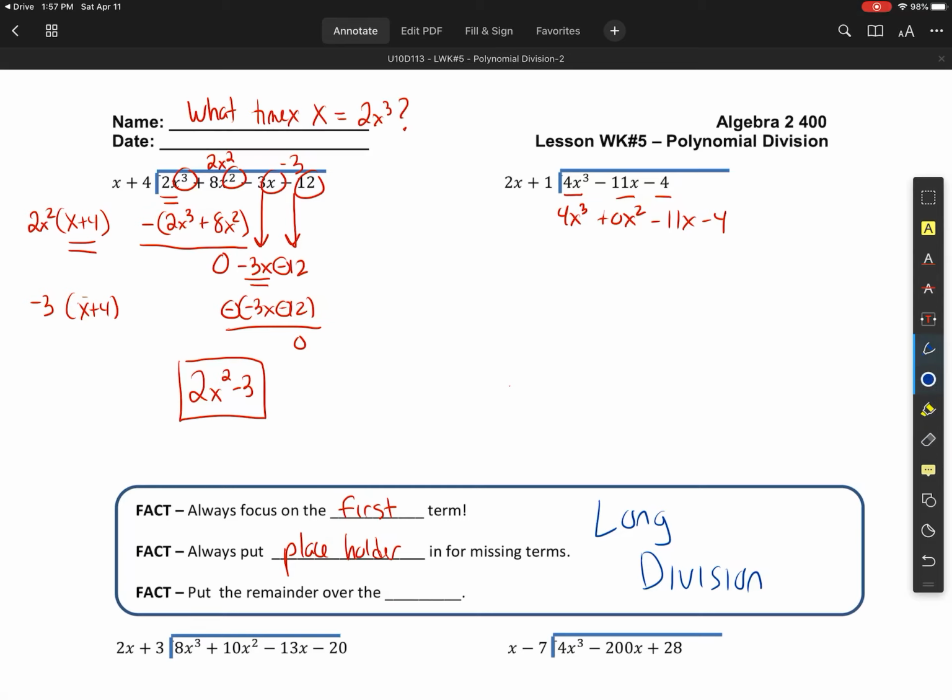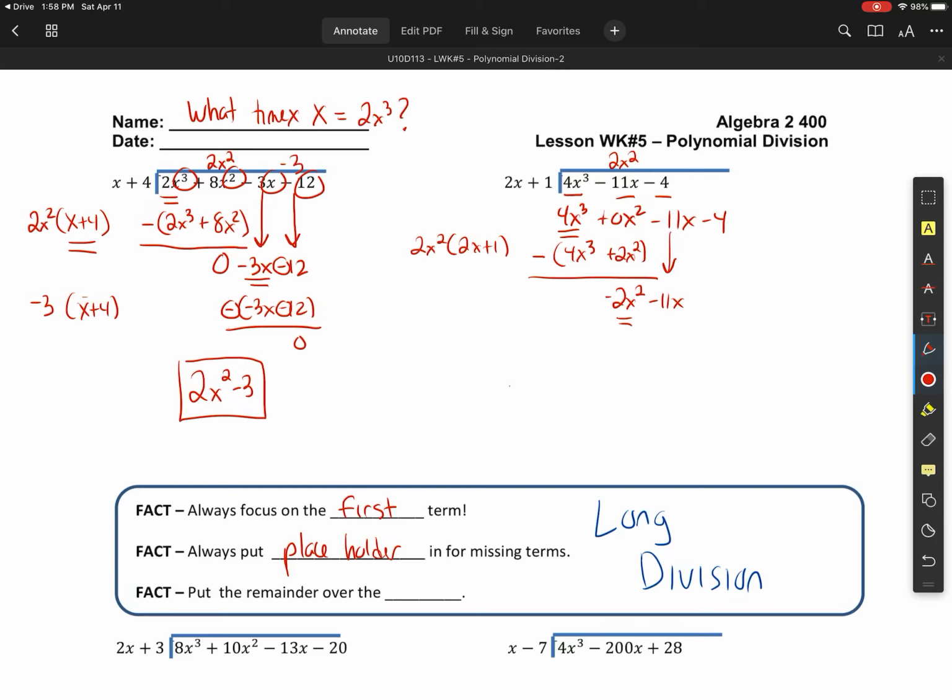Alright, so back to what we're doing here. Same idea. We focus on the front. 2x times what gives me 4x cubed? Well, here is 2x squared. 2x squared times 2x plus 1, so I'm subtracting 4x cubed plus 2x squared to leave me in this situation with negative 2x squared. Bring down the next term because a binomial always has to divide into a binomial.